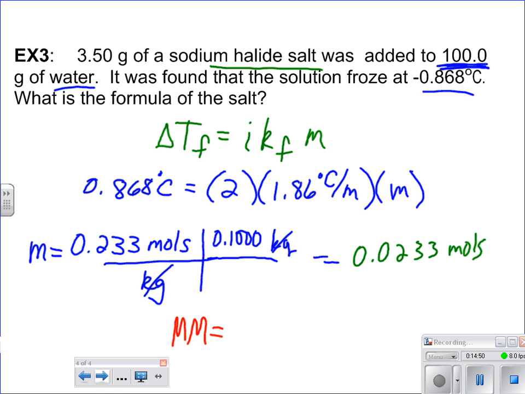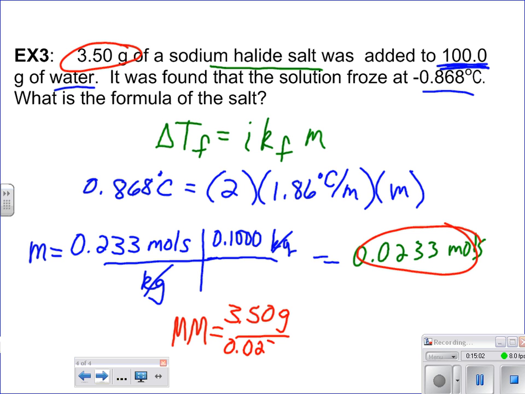So last step is easy. Molar mass is going to equal the mass that I start with in grams divided by the moles of that substance, which gives us an answer of 150 grams per mole. There's a decimal there to make it 3 sig figs.